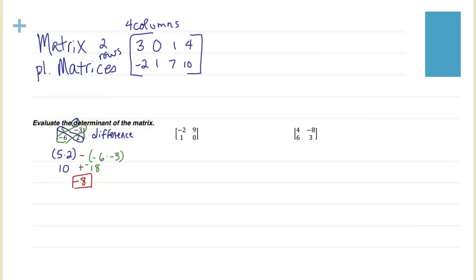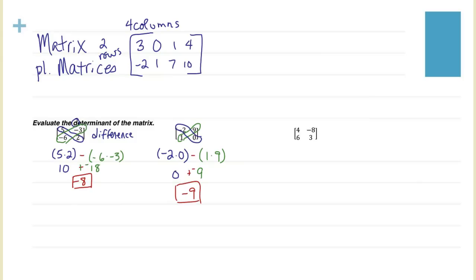If you're ready to try one on your own, pause the video, try this next one on your own. We love when we see zeros in a matrix, because then we're not going to have a whole lot of math to do. So these were the numbers that went in green. These were the numbers that went in blue. Negative 2 times 0, 0. 1 times 9, 9. Again, 0 minus 9, that negative belongs to that 9. So 0 plus negative 9 is negative 9.